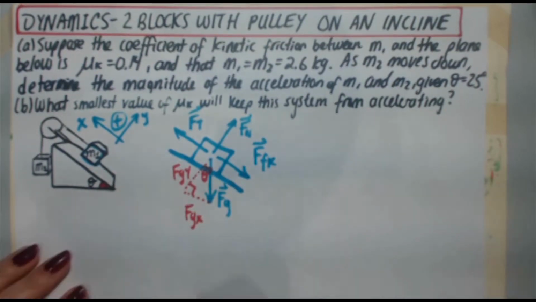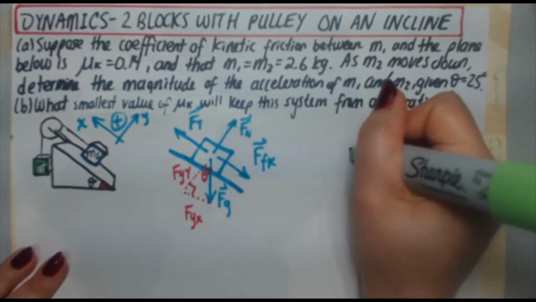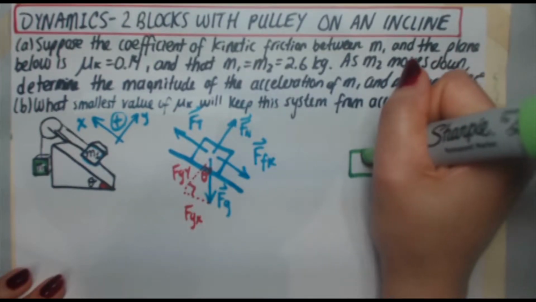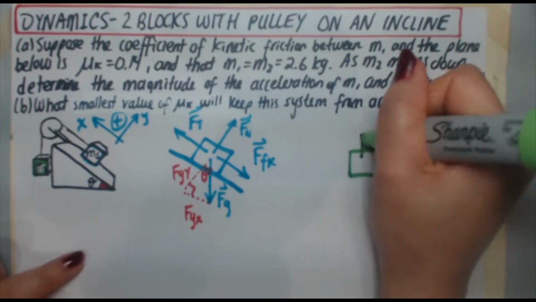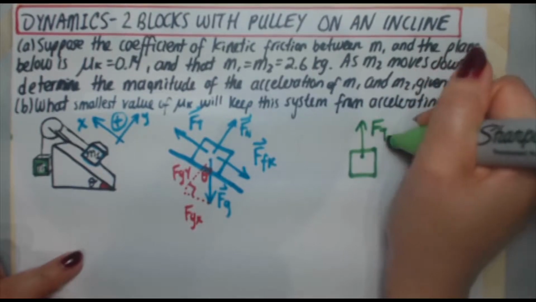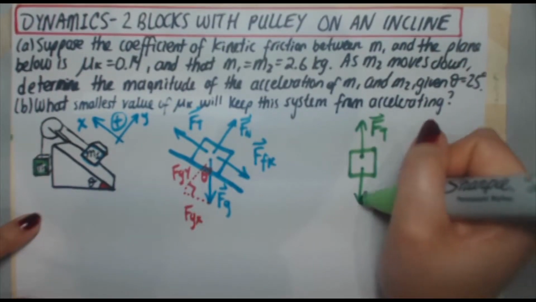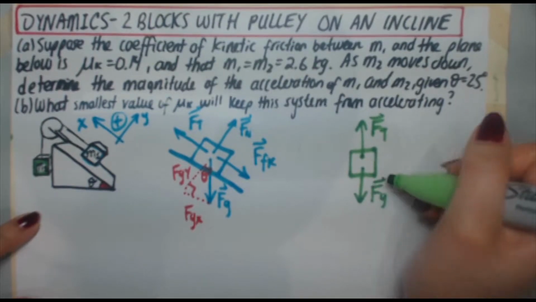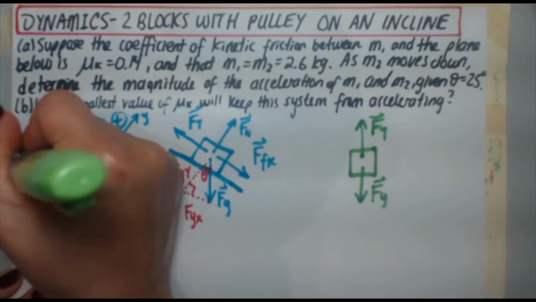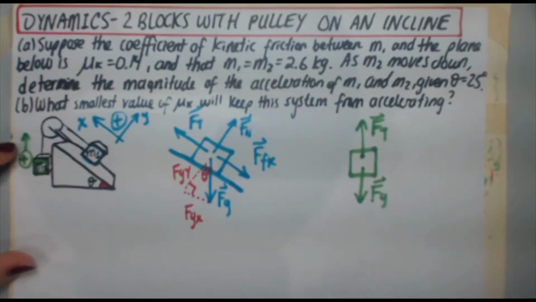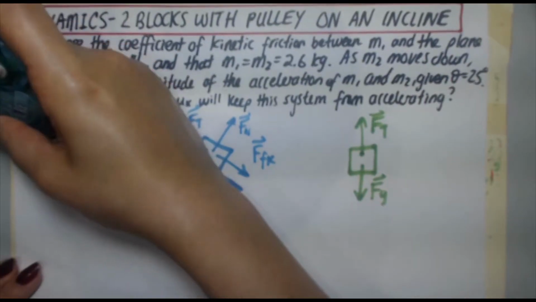Now I'm going to do the same thing for M2, so I'm going to do that free body diagram over here. M2 is very easy. There's only 2 forces acting on it: tension going up because the string is going up, and force of gravity going down. This will have its own coordinate system. So for this, we'll just have up be positive. Or rather, you know what, let's let down be positive for this because M2 is moving down.